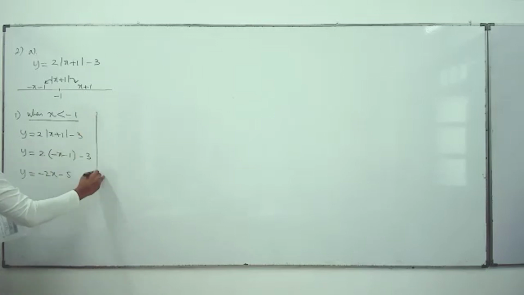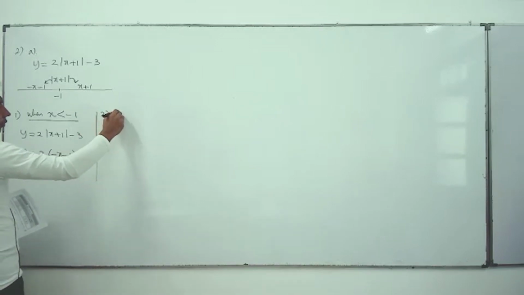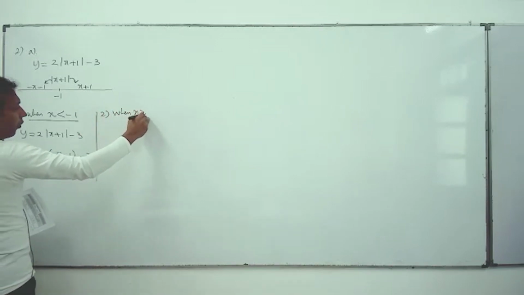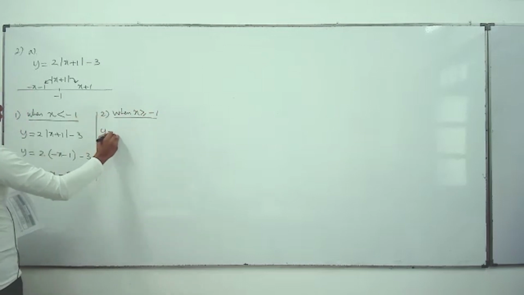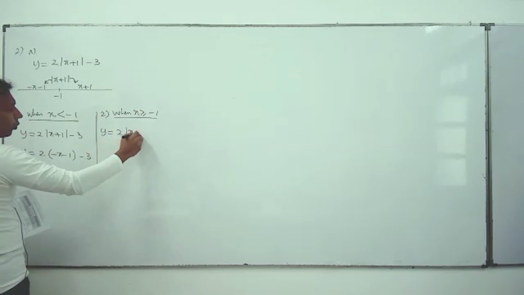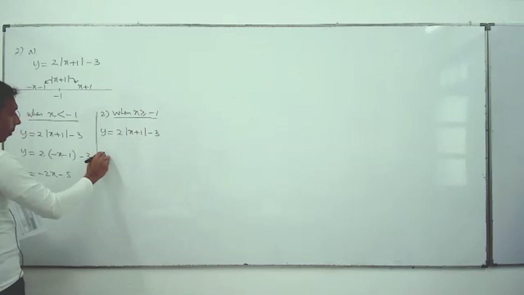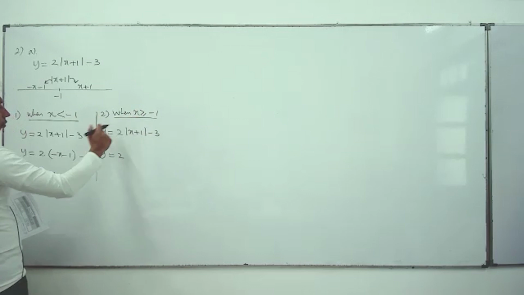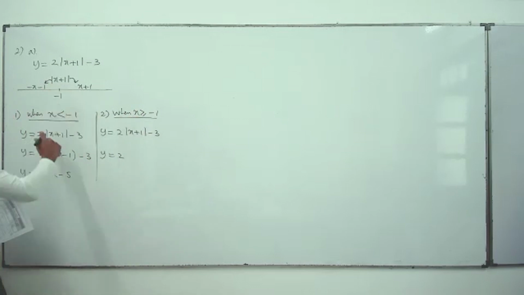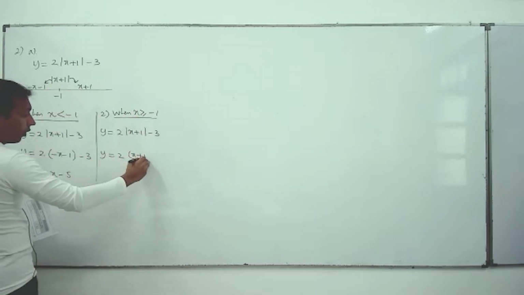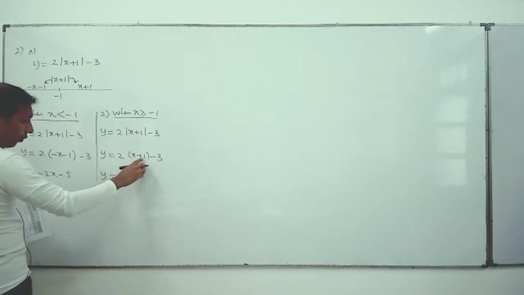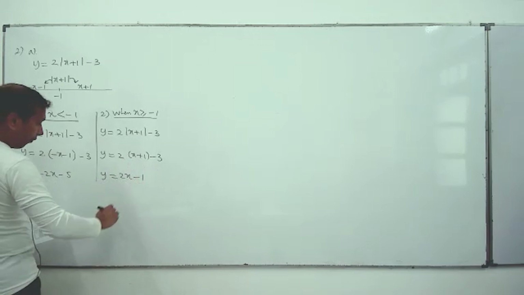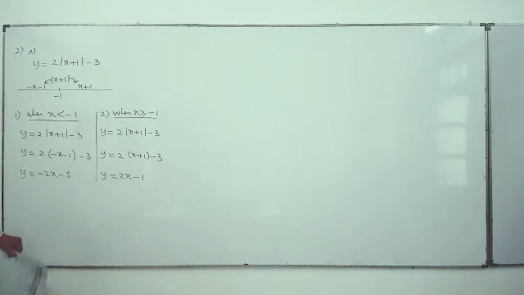Secondly, when x greater than or equal to minus 1, the function 2 times mod x plus 1 minus 3. On the right of minus 1, mod x plus 1 is x plus 1. Minus 3, y equals 2x plus 2 minus 3, which is 2x minus 1. This way we get down.